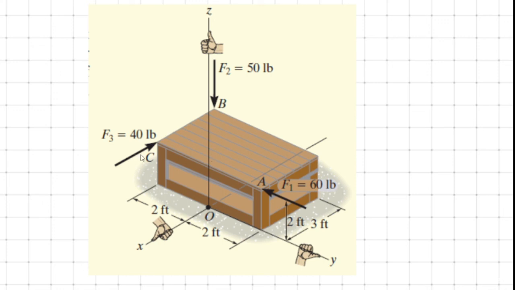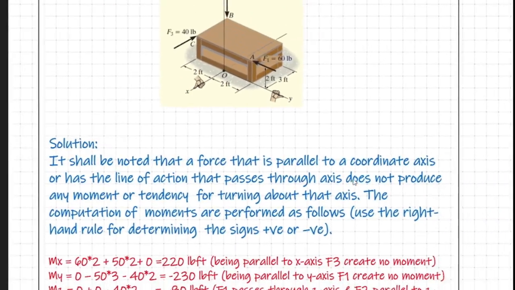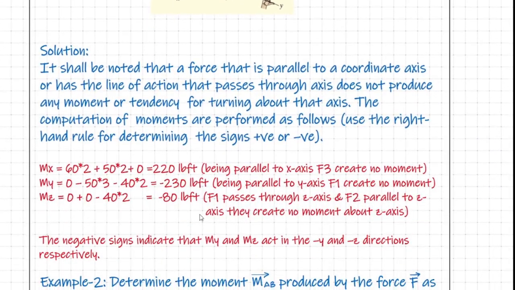So finally, let us concentrate on the moment produced by F3 about the z-axis. It produces a clockwise moment, that is minus 40 into the distance 2. So it is minus 40 into 2, that is minus 80 lb feet. So the negative signs indicate that My and Mz act in the minus y and minus z directions.